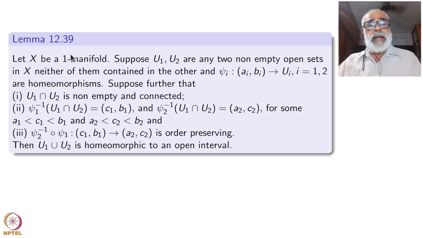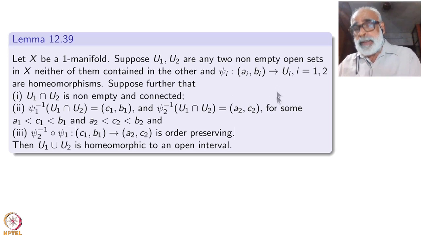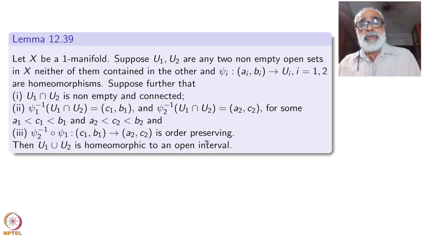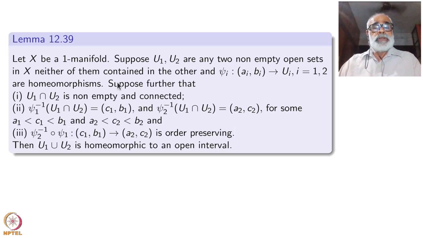Look at this one. If I am working inside X, I don't have any order. Therefore, I take two homeomorphisms here, take the intersection, go to one and come back. This way I am getting a homeomorphism from interval to interval. Here I can talk about whether it is order preserving or order reversing. It's very important, but either of them can be handled. So I am assuming order preserving. With all this, the conclusion is very nice, namely the union is homeomorphic to an open interval.